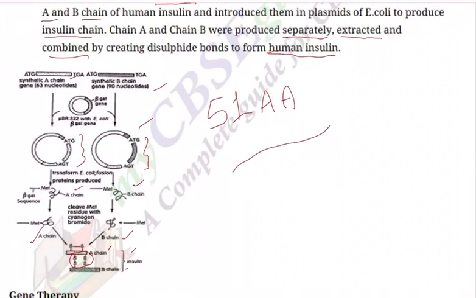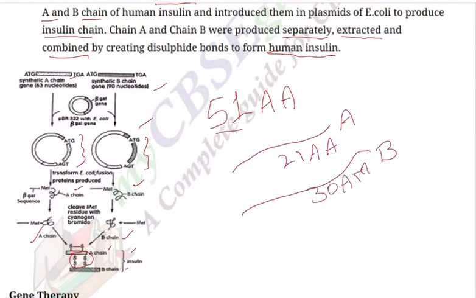So there is a chain A, and this has 21 amino acids, and chain B having 30 amino acids. So chain A and chain B together make 51 amino acids, 30 plus 21. And these are interlinked together by disulfide bridges, so sulfur bridges, disulfide bridges.